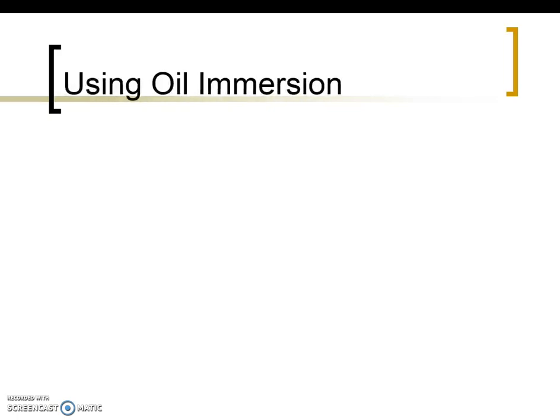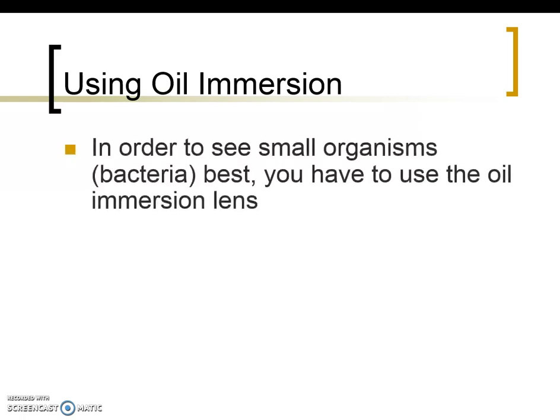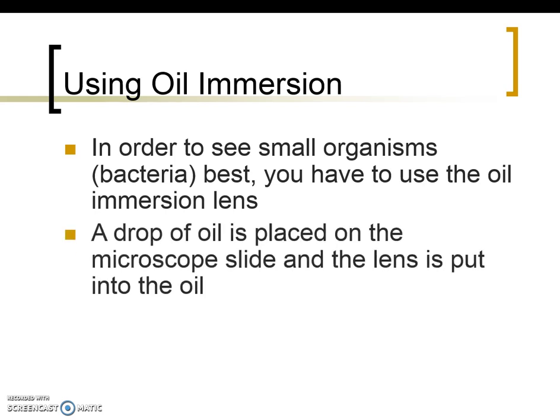So this is going to be different than what you experience in your A&P courses, because we will actually be using the oil immersion objective lens in our lab, whereas you probably did not use that fourth lens in A&P 1 and 2. You probably only used the high power lens and not the oil immersion lens. So in order to see bacteria better, you have to use the oil immersion lens, which is the highest magnification strength objective lens on the light microscope.